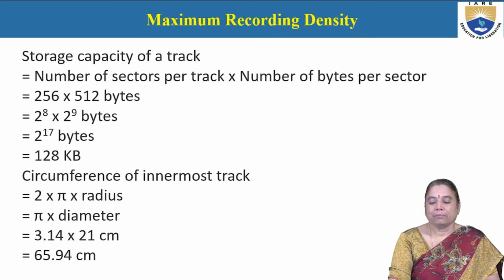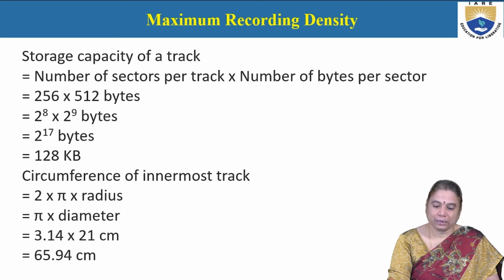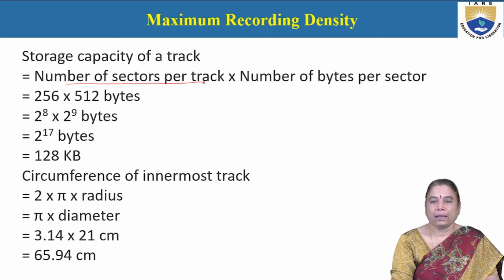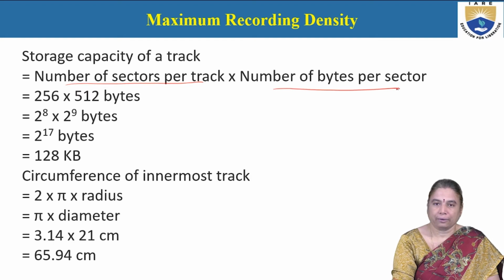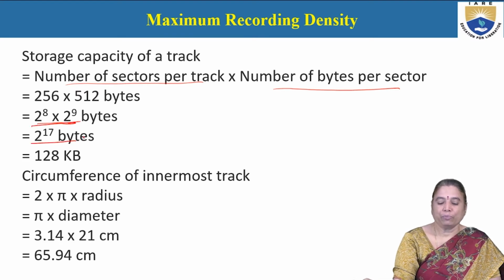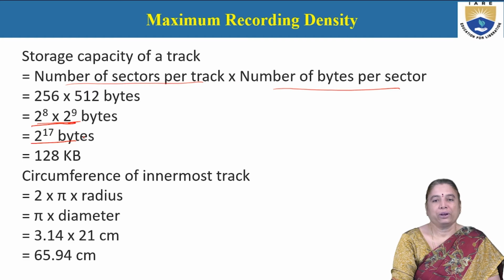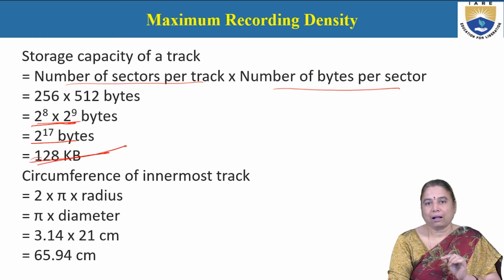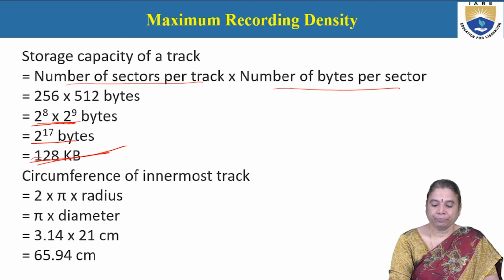Next problem is maximum recording density. Storage capacity of a track can be calculated as number of sectors per track multiplied by number of bytes per sector. So, 256 multiplied by 512, so 2 power 8 multiplied by 2 power 9. It can be 2 power 17 bytes. 128 kilobytes is the storage capacity of one particular track.